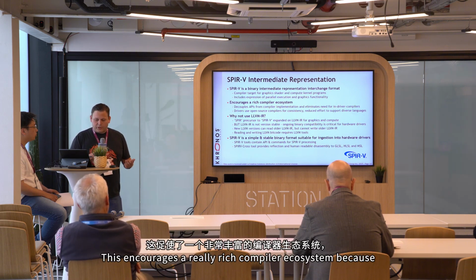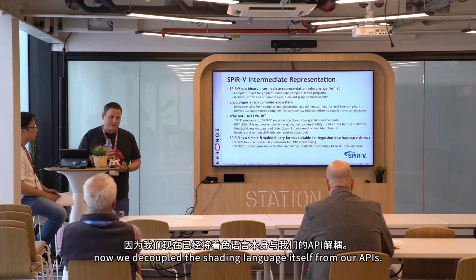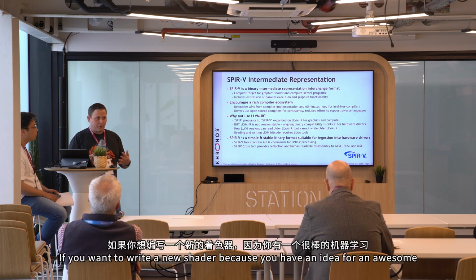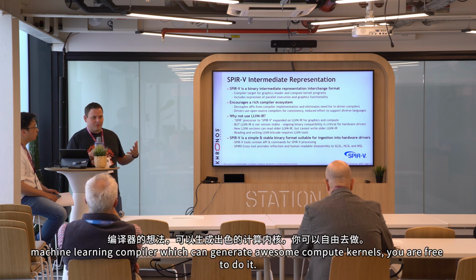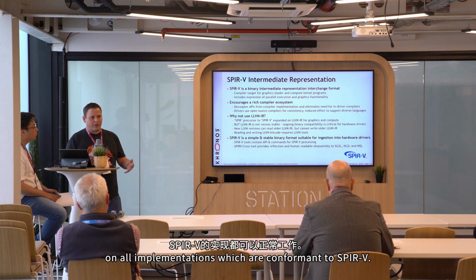This encourages a really rich compiler ecosystem, because now we have decoupled the shading language itself from our APIs. If you want to write a new shader because you have an idea for an awesome machine learning compiler which can generate awesome compute kernels, you're free to do it. You compile to SPIR-V and then everything works on all implementations which are conformant to SPIR-V.